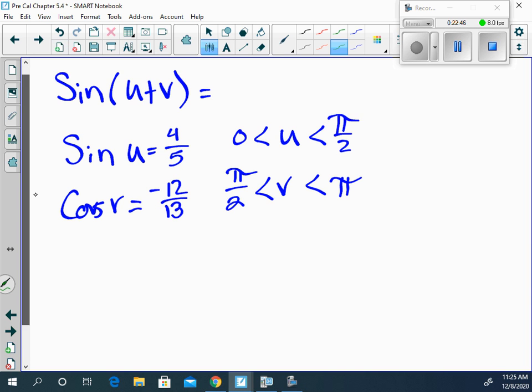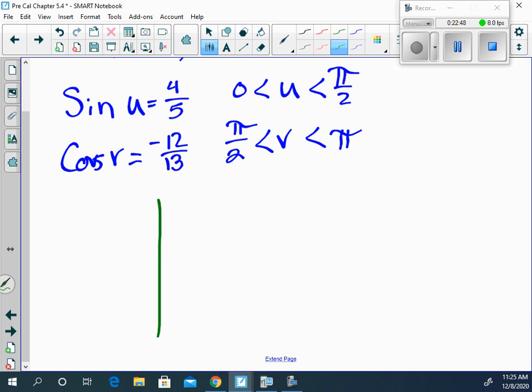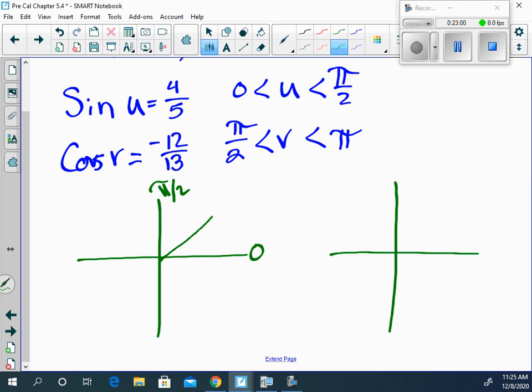So looking at this here, I draw pictures. Well, I draw 2 coordinate planes because u is between 0 and pi over 2. So angle u here is in the first quadrant, because that's telling us angle u is between these 2 values, so it's in the first quadrant. V is in the second because it's between pi over 2 and pi. So I use these to kind of figure out where we're at.